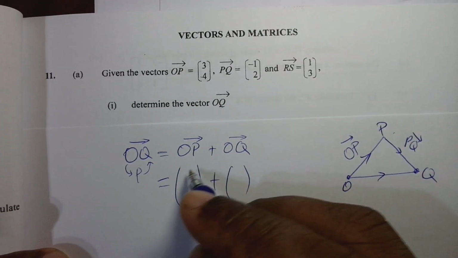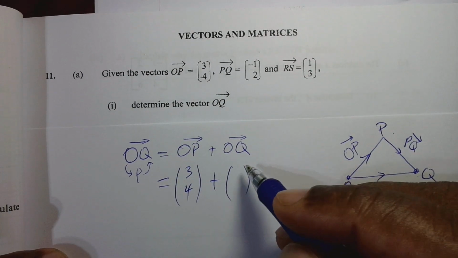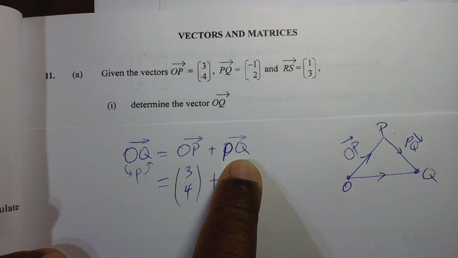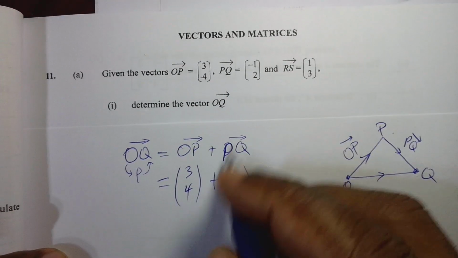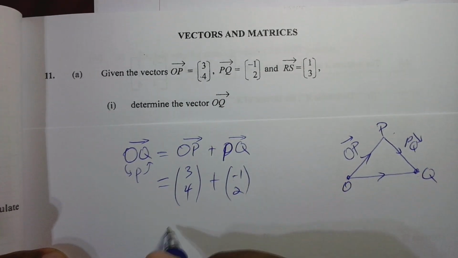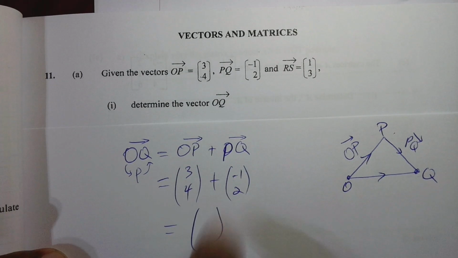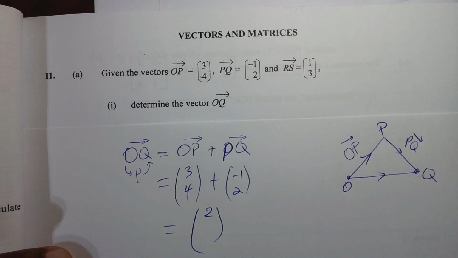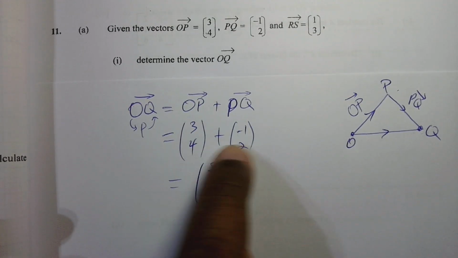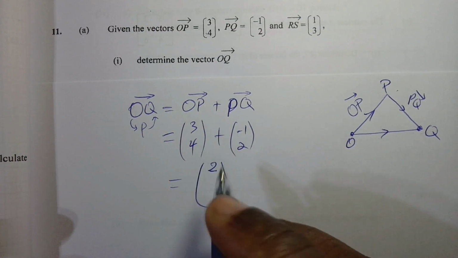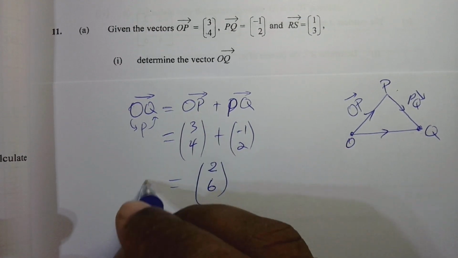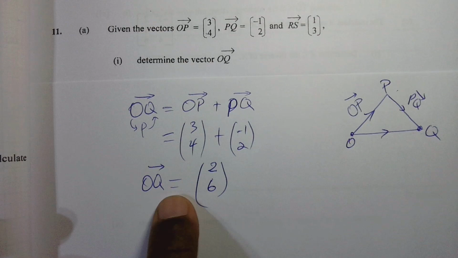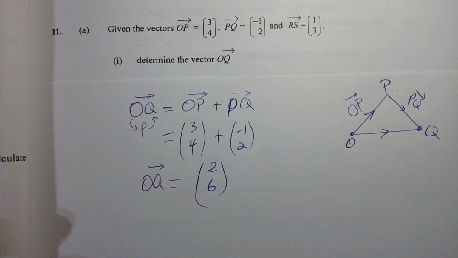And OP, we got the components 3 and 4, and there should be PQ, right? So from O to P plus P to Q. And vector PQ is negative 1, 2. When we add these, we're going to have 3 plus negative 1, that's 2. So we're going to add corresponding components, which are the x components. And then we're going to add the y components, 4 plus 2. This is the operation here, which gives us 6. And so we can say vector OQ, which is the sum of vector OP and vector PQ, is equal to 2, 6 in terms of the components. So that's the first one.